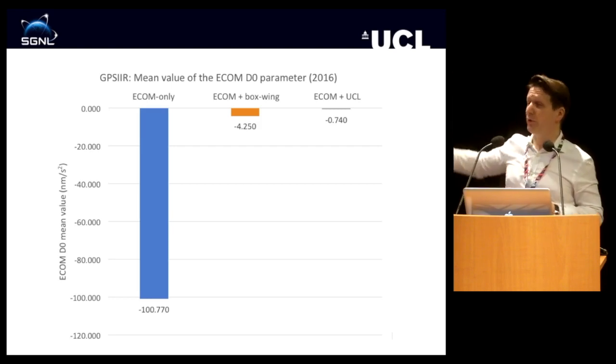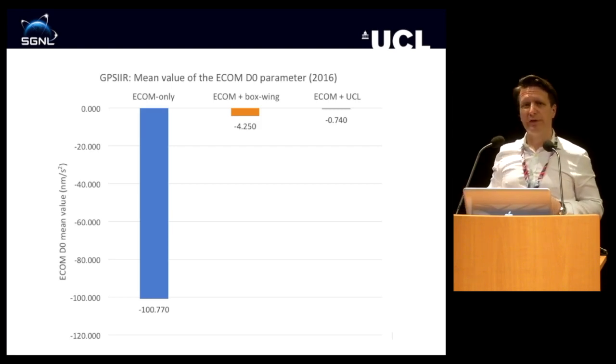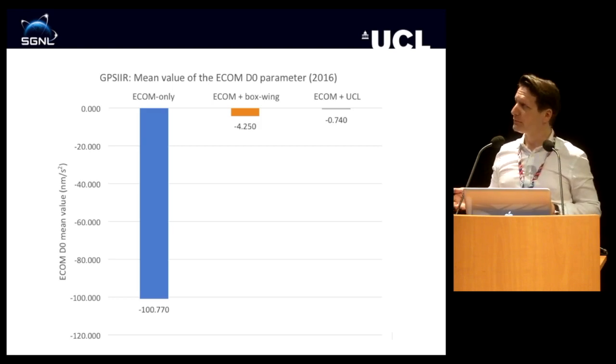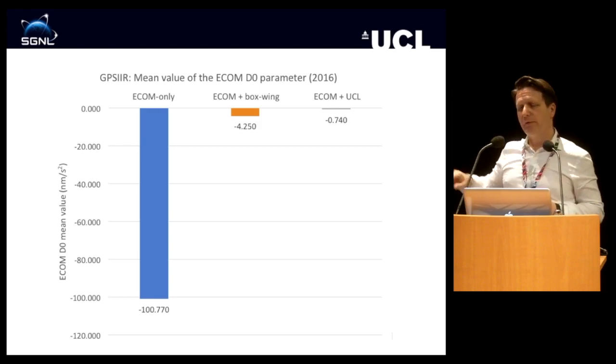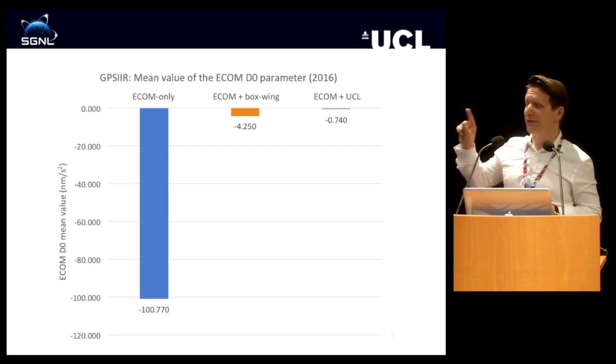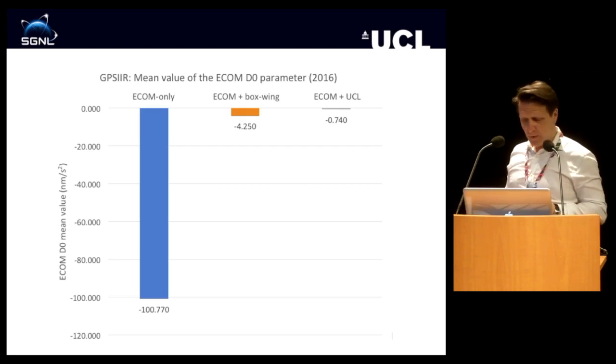If the empirical parameters were growing as we went to the right, it would indicate we were somehow getting the physics of this problem wrong at some level. It's not zero for the UCL model, and that's probably because we're not modeling the thermal gradient force on the solar panels in this test. I wouldn't expect that to go to zero.